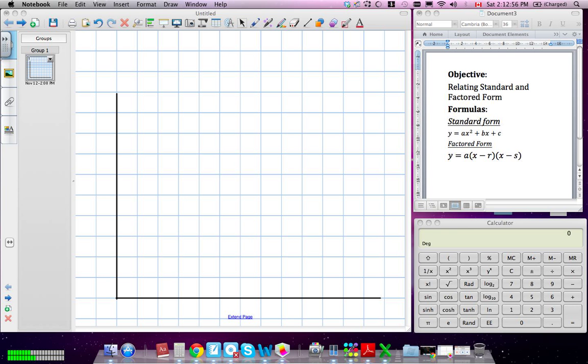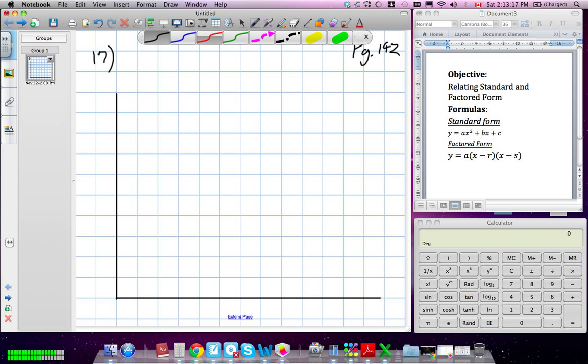So you're doing question 17 from page 142. And we're doing relating factor and standard form, grade 11 mixed. Okay. They've given us a question, stainless steel gateway arch in St. Louis. They've told us that the arch on the left side to the right side, let's just say it's right to the end here, is a difference of 192 meters, correct?